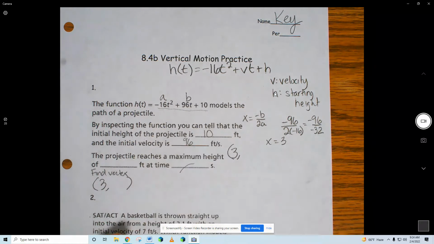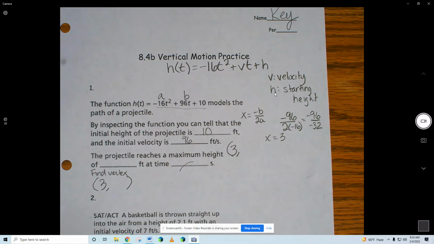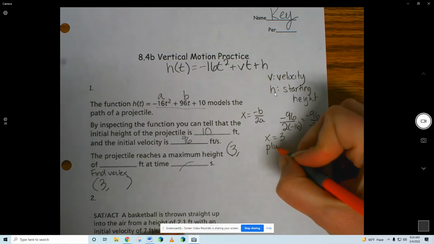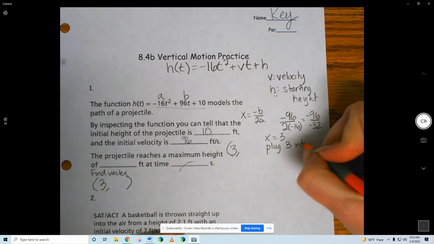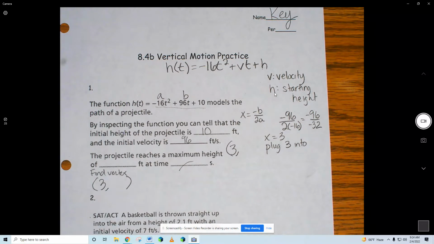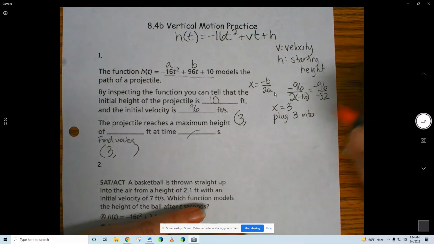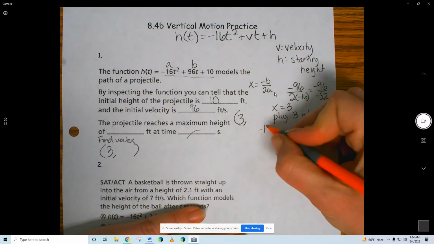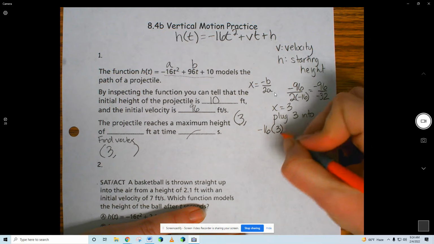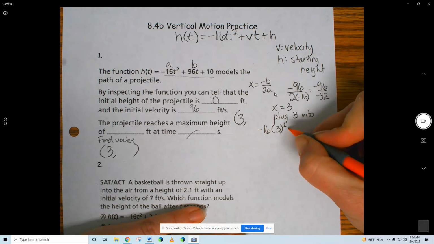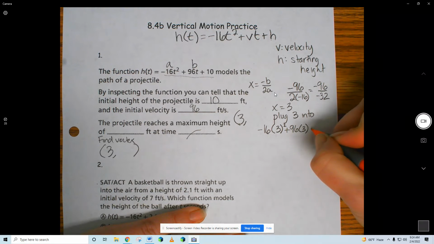The second number is how high it reaches. So I'm going to plug 3 in, and I'll go slow on this part. I feel like this part is when people mess up. Negative 16, 3 squared, plus 96 times 3, plus 10.